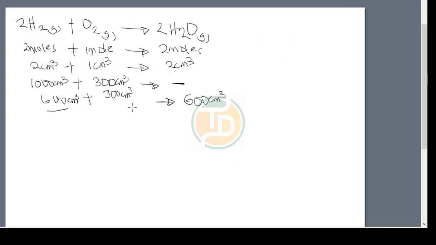So let's subtract. I have 1000, subtract 600 from 1000. You are going to be left with 400 cm³. And then subtract 300 from 300, you are going to be left with 0 cm³. Then subtract nothing from here, you are going to get 600 cm³. And the question is asking you, what is the volume of hydrogen left? The volume of hydrogen left here is 400.